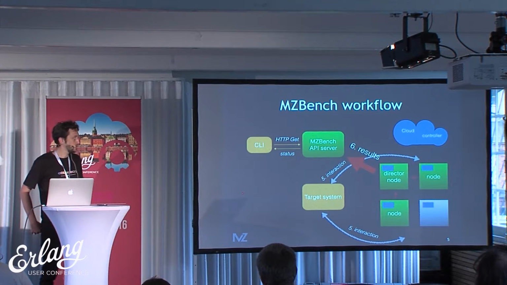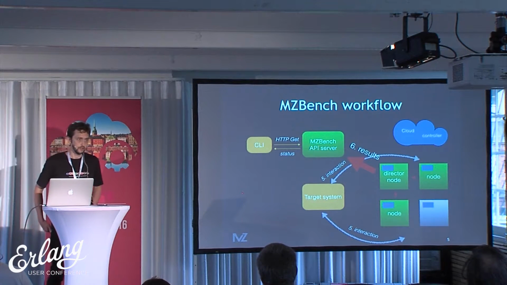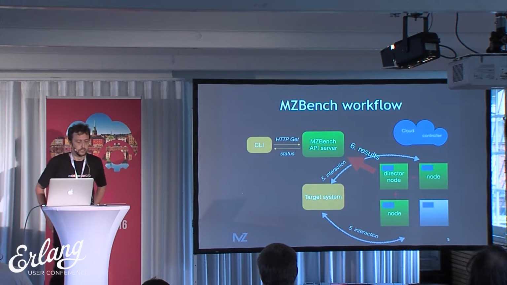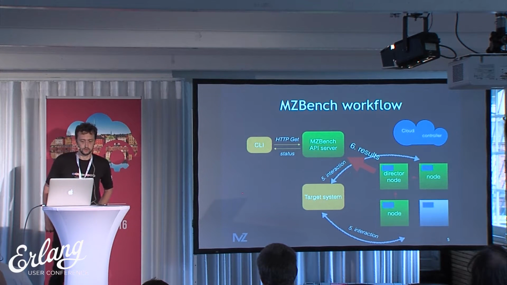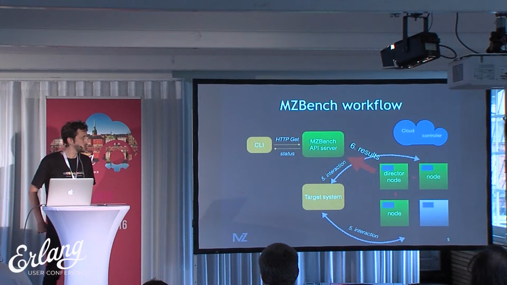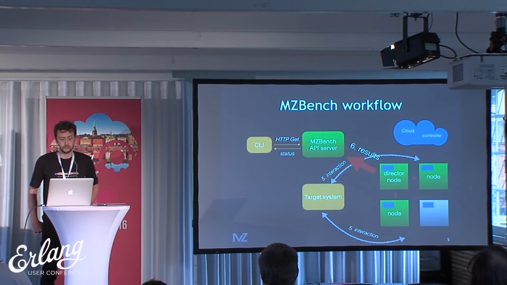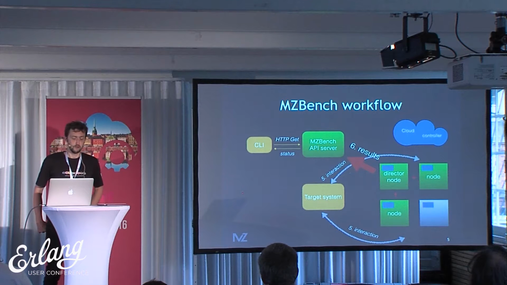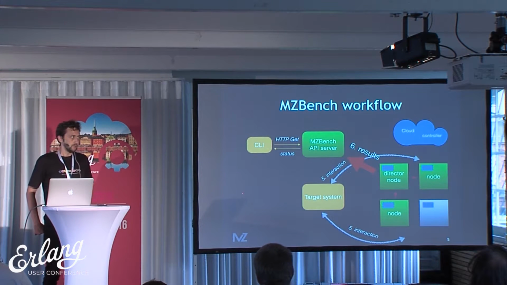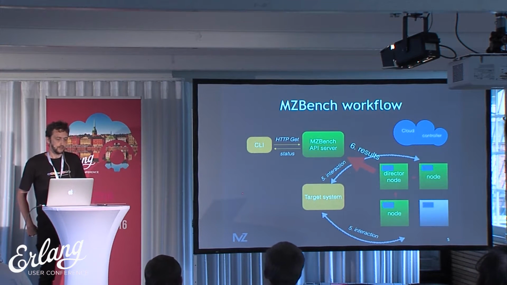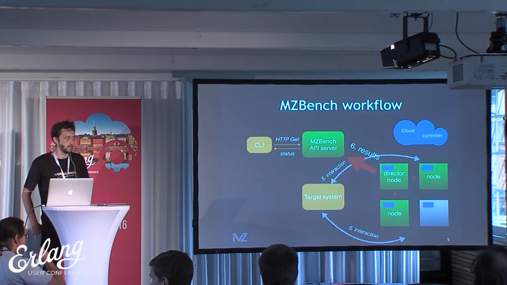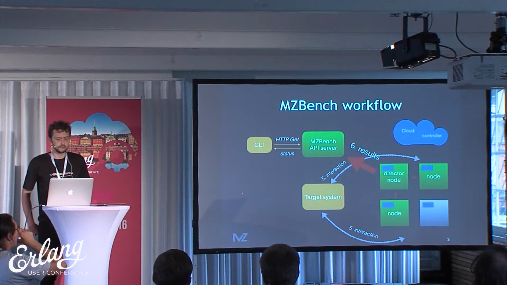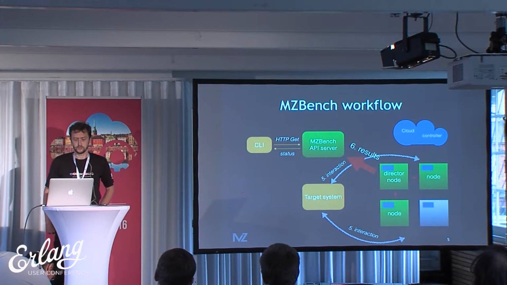After the provision is done, there's an interaction between the benchmark cluster and the target system, which produces some results. Results are merged through the director node, the designated node, which performs all the coordination and sends all results to be displayed at the API server. The client usually sees some charts, some log information, and so on during this interaction.